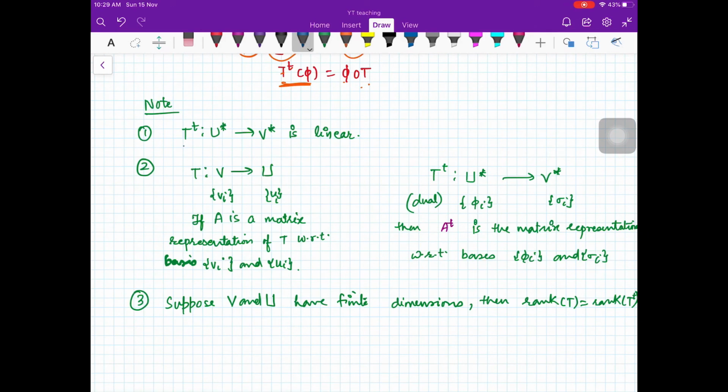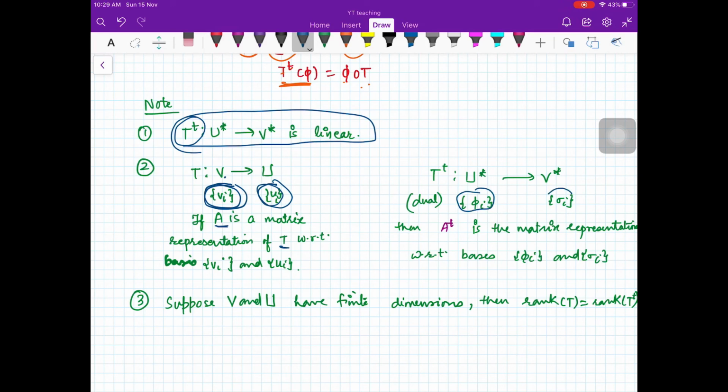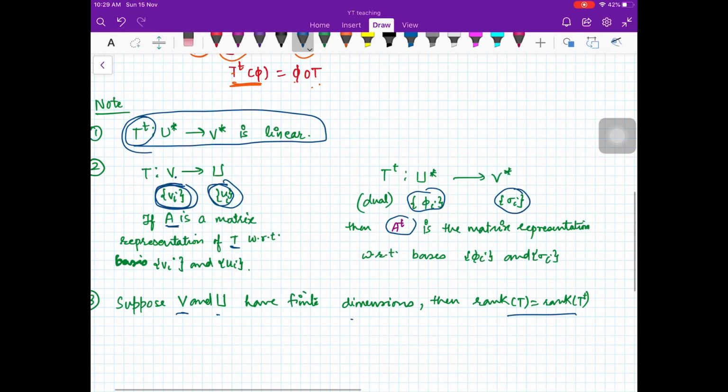So we can have some important results. If you have T linear, then its transpose is also linear. And if you have T from V to U, with respect to the basis v_i of V and u_i of U, A is the matrix representation of T, then corresponding to these bases you have the dual basis, and A transpose is the matrix representation with respect to the dual basis, right? Okay, and also if V and U have finite dimensions, then the ranks of T and T transpose are the same, right?